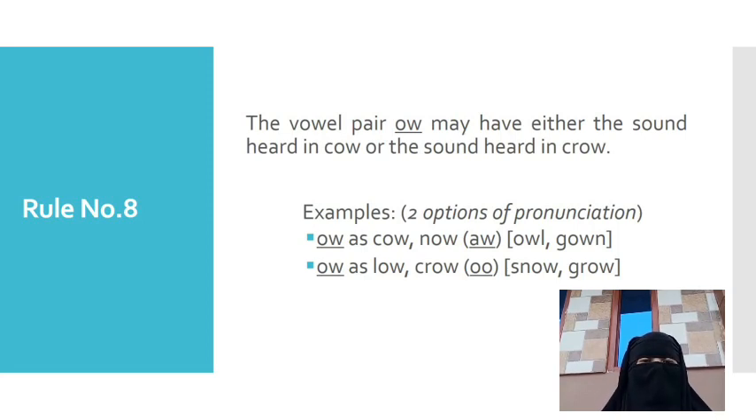Like in this example, the first option is OW as in cow, now, owl, gown. And the second option is OW as in crow: snow, grow, and low.